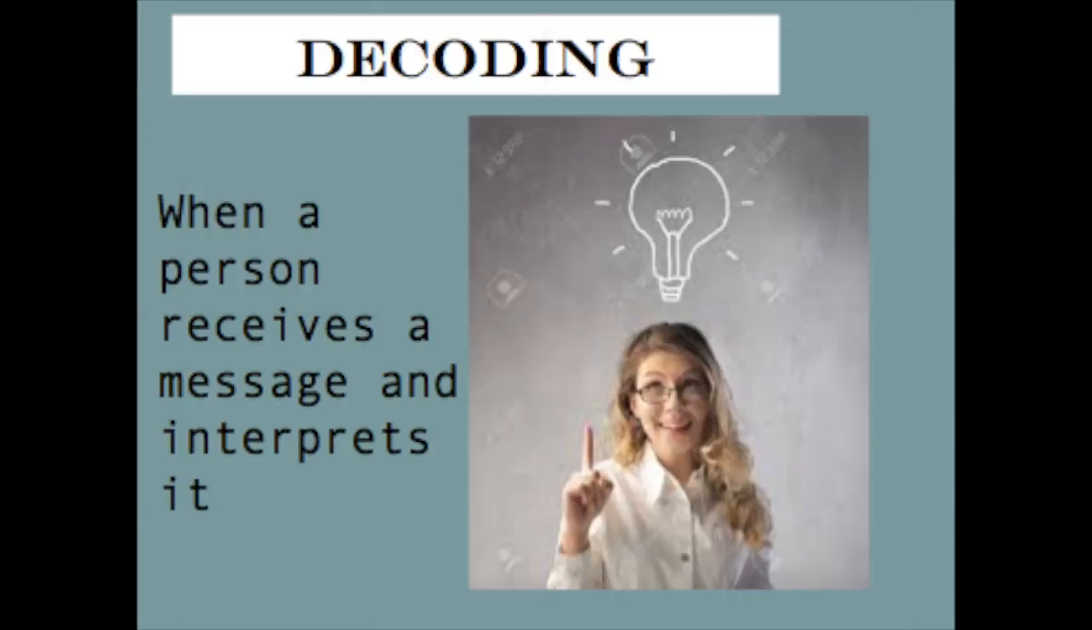Decoding. This is when the audience or the person being communicated with has to absorb the information that they are receiving and then interpret it themselves. This is where the receiver tries to understand what the information is supposed to mean.